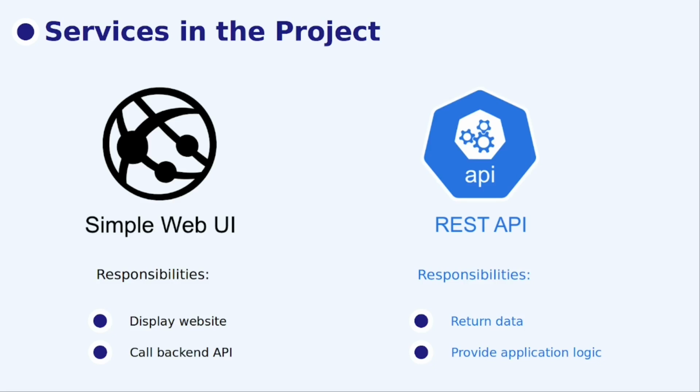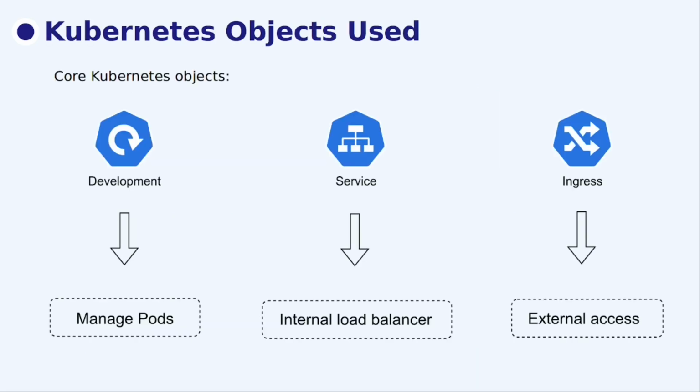This separation between front-end and backend is a very common design pattern in modern applications. It allows front-end developers and backend developers to work independently, and when combined with Kubernetes, it becomes very easy to scale services depending on traffic demand.